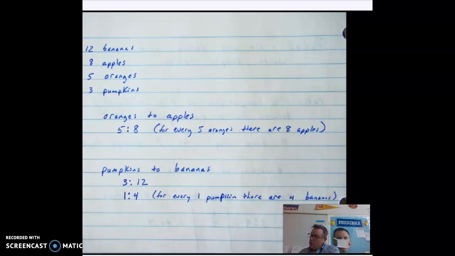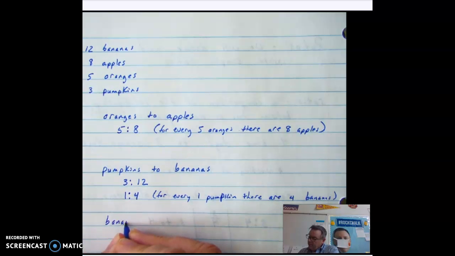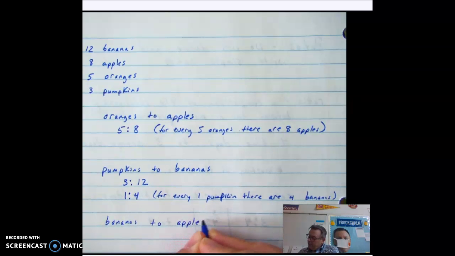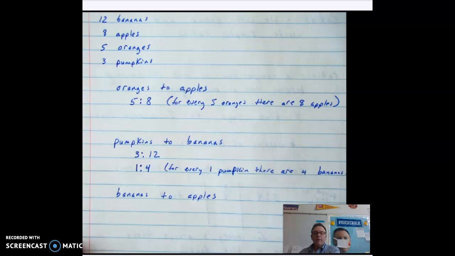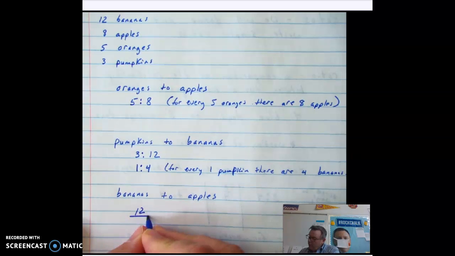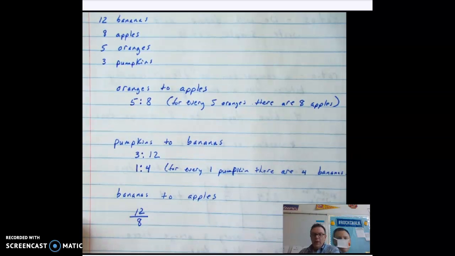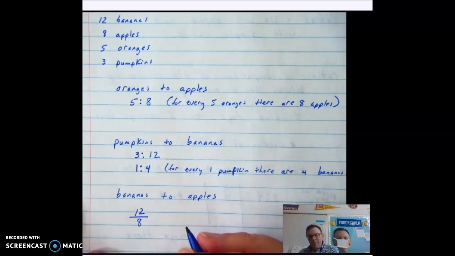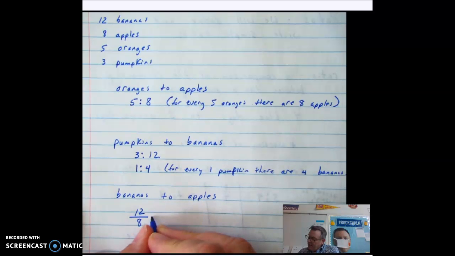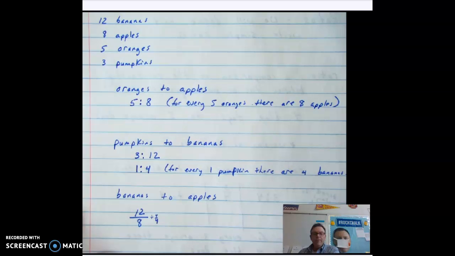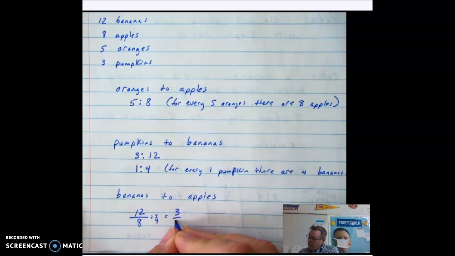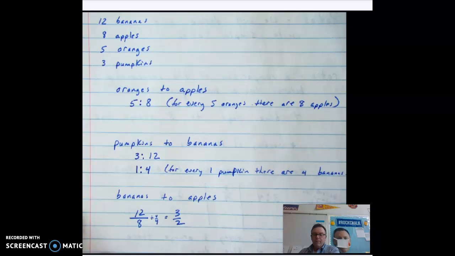Okay. Let's do one more. How about if I do bananas to apples? Remember, I can write it multiple ways. Well, my bananas, I have 12. My apples, I have 8. So the ratio is 12 to 8. You probably already realized that we can simplify it. So I can divide both of those by 4, which means it's going to go down to 3 to 2. All right, everybody, great job.